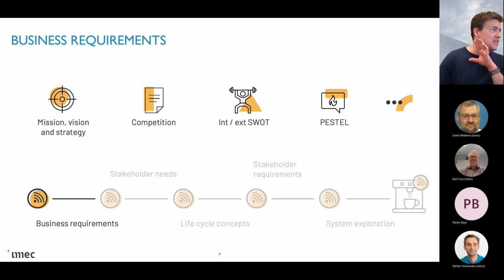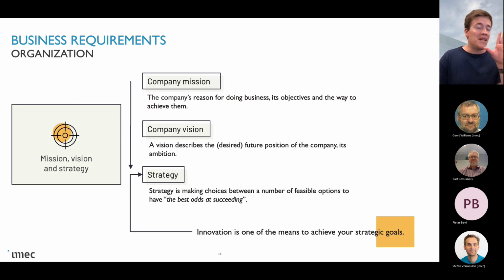So let's start with the organization. Basically, you start from a mission, and you have a reason for doing business. That reason can lead to having a vision on where you see yourself in, let's say, the near or long future. So that's the position of that company. And of course, that gives way to ambition.